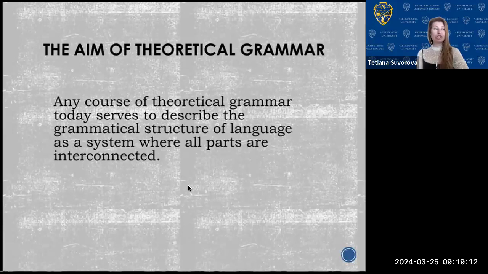Okay, so here it is. Any course of theoretical grammar today serves to describe the grammatical structure of language as a system. That is what we discussed during the first lecture. And it means that each standpoint has some characteristics in general. So they should present and analyze, according to their vision, the units of language, their meaning, and their function.